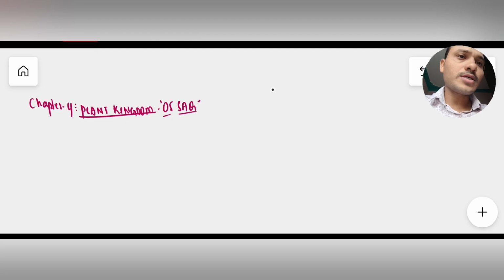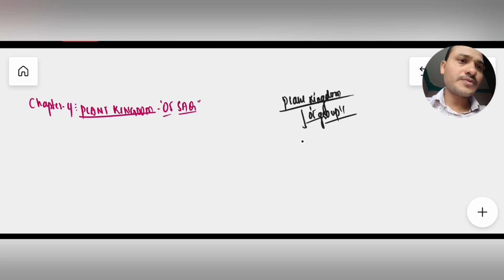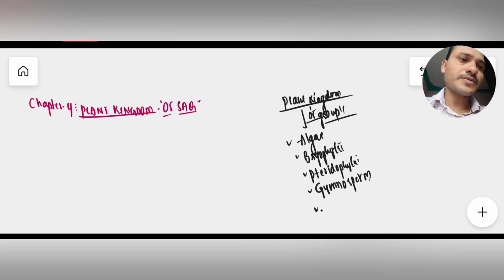Generally, the plant kingdom is divided into 5 groups. The first one is algae, the second is bryophytes, the third is pteridophytes, the fourth is gymnosperms, and the fifth is angiosperms. So likewise, there are 5 plant groups.